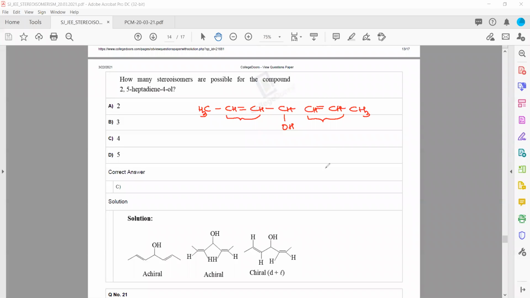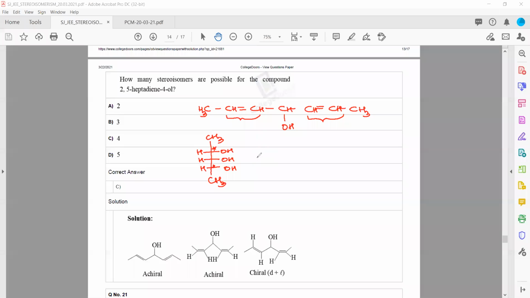Now, what will happen here? See, we had seen an example of pentane 2,3,4 triol. Remember that? Yes, sir. So I have a methyl, methyl, and this is H with OH, H with OH, and H with OH. So here also you had two chiral carbons. The middle one will not be chiral because the groups are same. But what will happen? This particular carbon can have the H and OH on the left or on the right, which will give you a different structure in space.